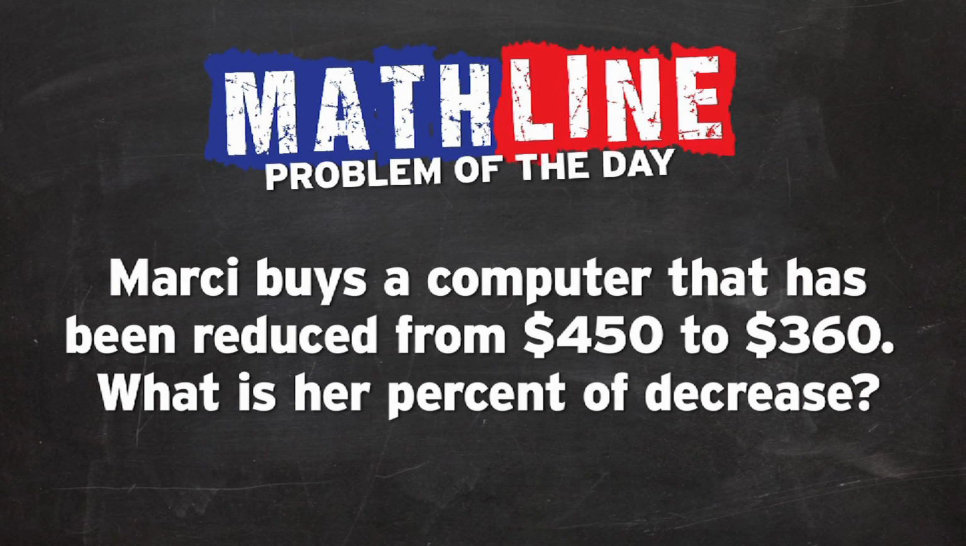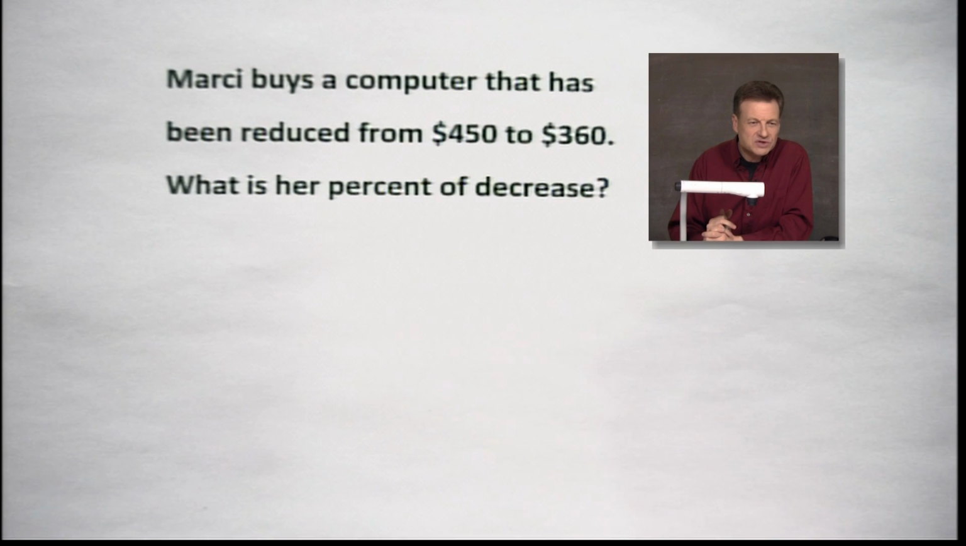All right, let's see what happens here. It says Marci buys a computer that has been reduced from $450 to $360. What is the percent of decrease? Notice we've got a decrease going on here. So let's take a look at this thing and see where it's going to go.